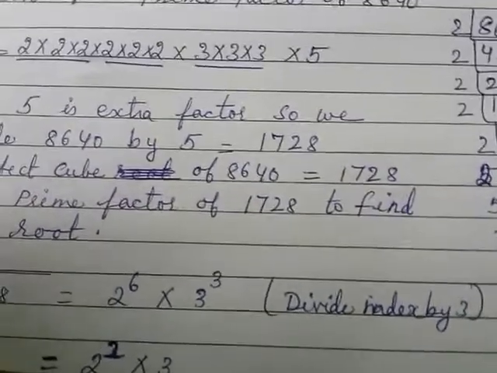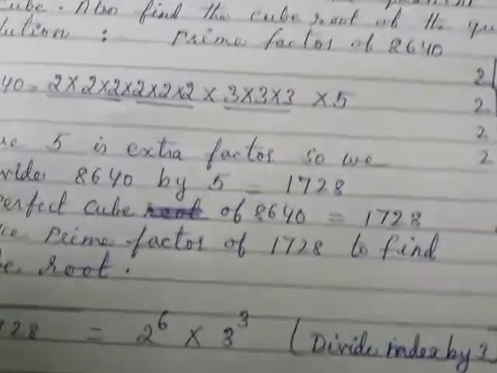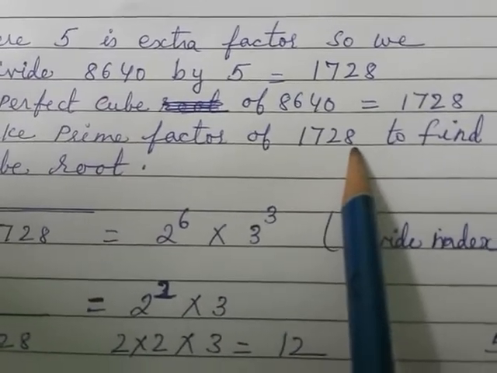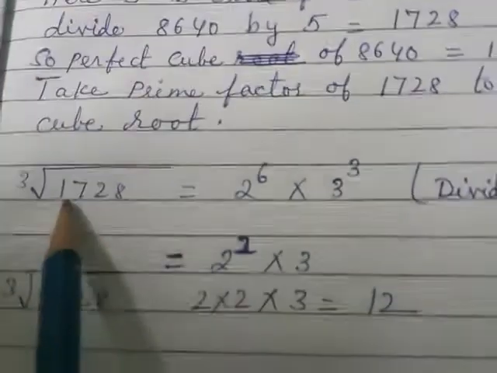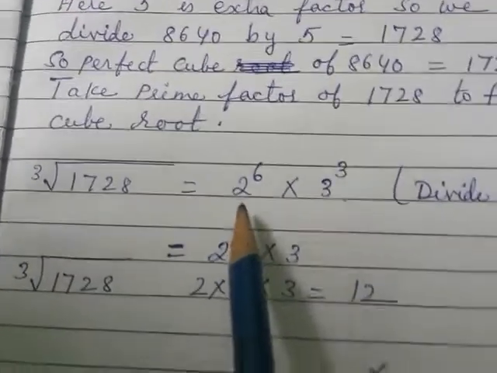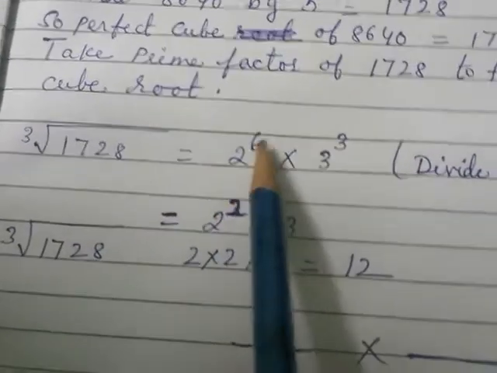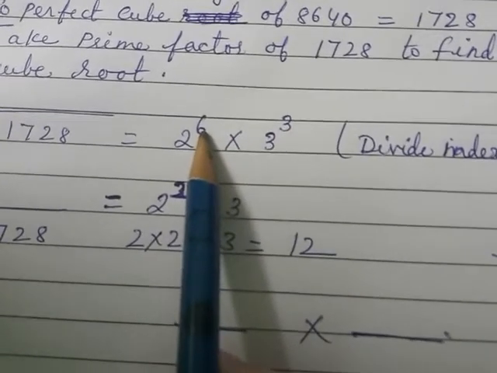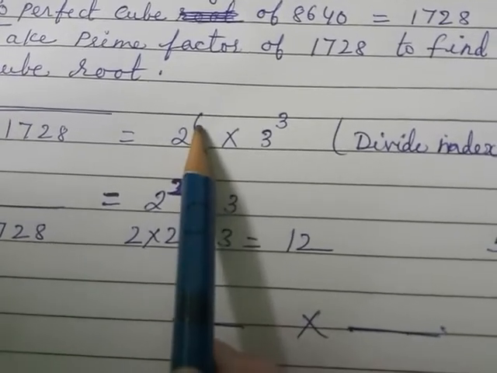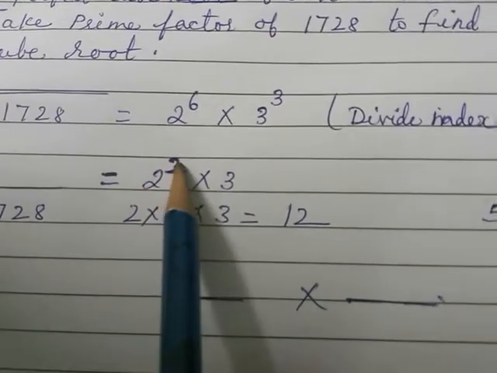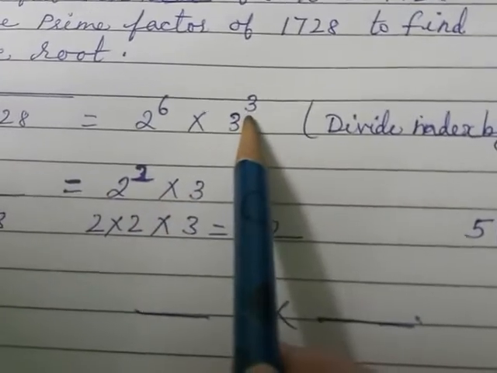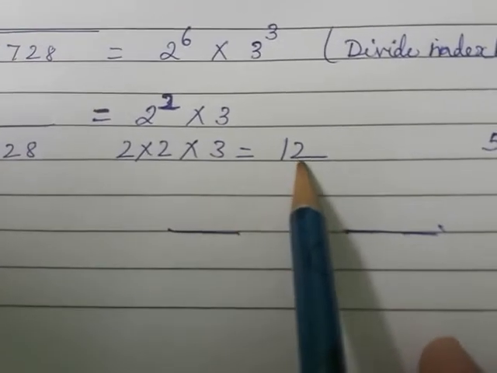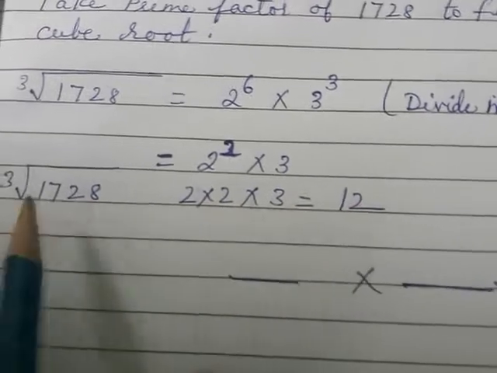Now we will take the prime factors of 1728 to find its cube root. Again here we will take the factors, then 2 raised to power 6 multiplied by 3 raised to power 3. Here the index will be divided by 3. If you divide this 6 by 3, we get 2. So 2 raised to power 2. Then we divide the index 3 by 3 and we get 1. So 3. So 2 into 2 into 3 is equal to 12. So 12 is the cube root of 1728.